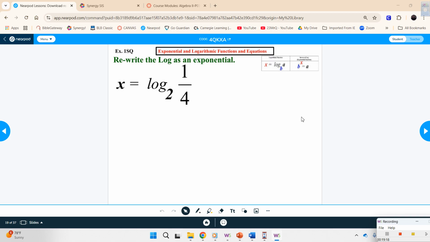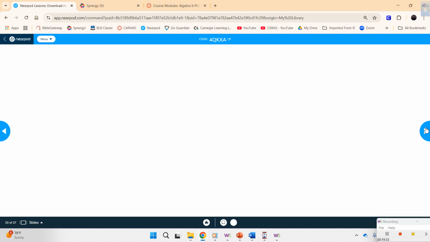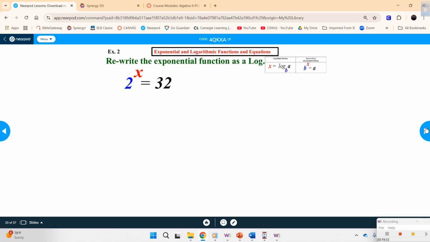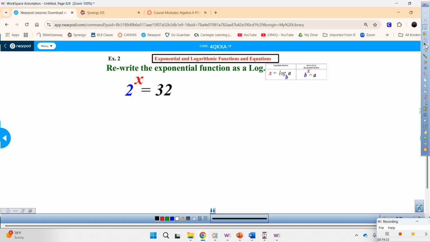We've been going from logs to exponential, yes? But how about we reverse that, and we go now from exponential to logs. Copy this one, please. Example number 2. Copy the instructions. Rewrite the exponential function as a log. Focus, people, focus.